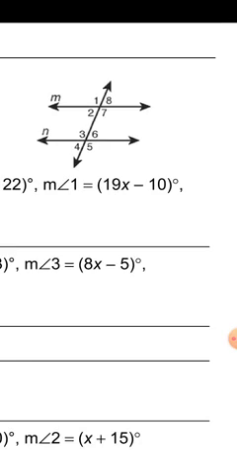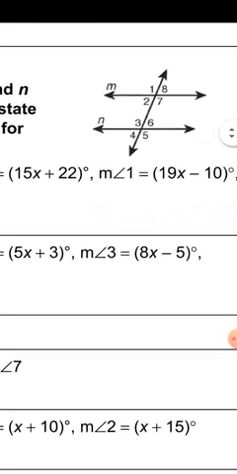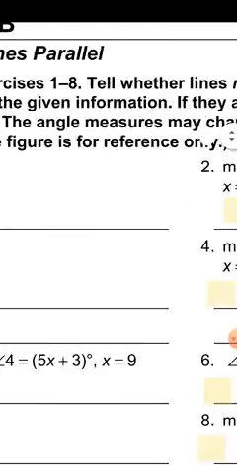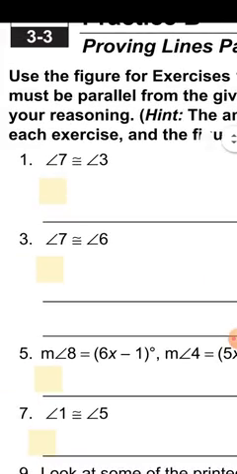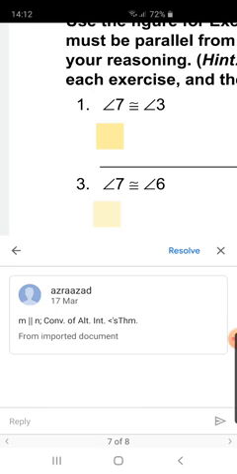So the question given is angle 7 and angle 3. What angles are they? Angle 7 and angle 3 are alternate interior angles, right? So using this, we will use the converse of alternate interior angles theorem. You can see down, M is parallel to N because of the converse of alternate interior angles theorem.